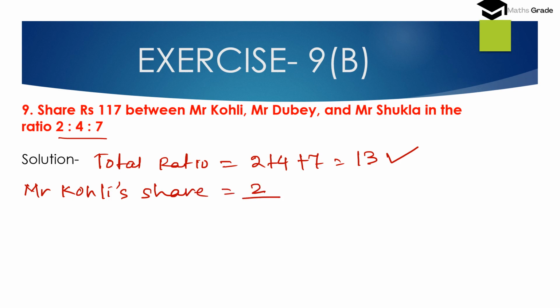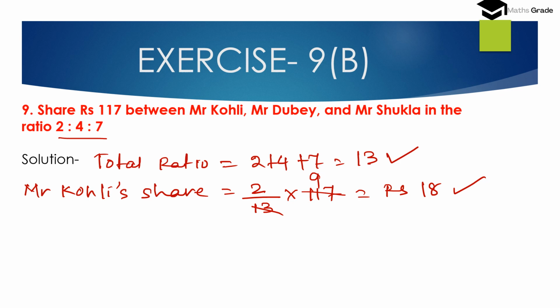2 divided by 13. Total ratio is 13. So 2 divided by 13 multiplied with 117 rupees. So cancelling 13 and 117, we know 13 multiplied by 9 is 117. So 2 multiplied by 9 is 18 rupees. This is Mr. Kohli's share. Mr. Kohli's share is 18 rupees.